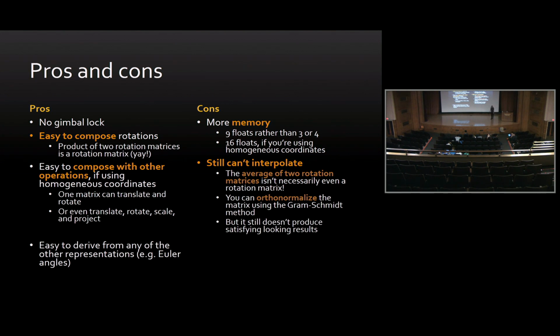And you still can't interpolate. If you take the rotation matrix for this rotation and the rotation matrix for this rotation, and you average them, sort of number by number, add the two matrices, divide by 2, you get something that not only is not halfway between those two rotations, it's not even a rotation matrix. So, you get some matrix that corresponds to some weird stretching and squishing of things.